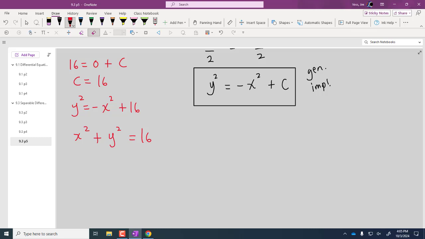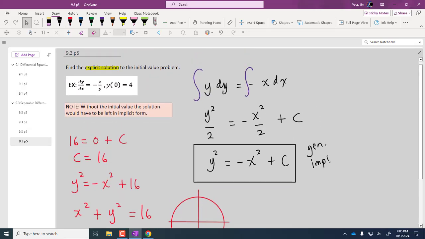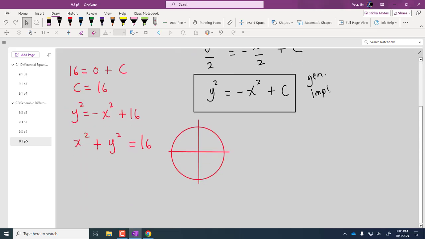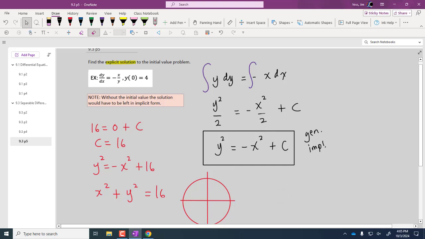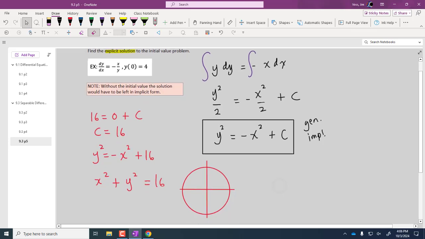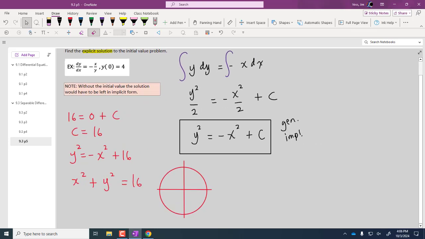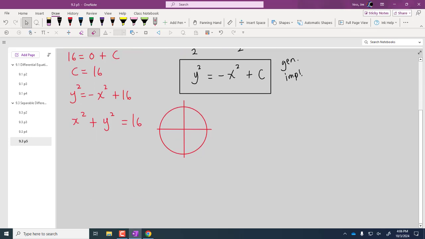Okay, so this is what x squared plus y squared equals 16 looks like. Now let's look at the initial value. Where is that initial value on this curve? The solution to a differential equation is a curve. It's (0, 4), so the solution they're looking for is this curve right here.